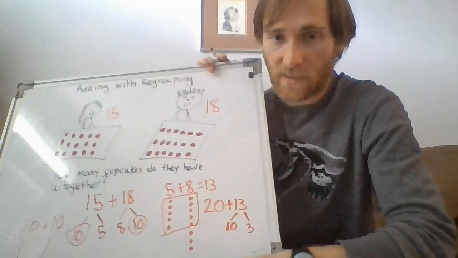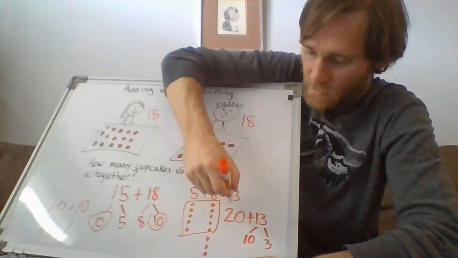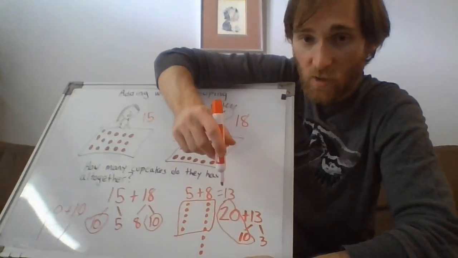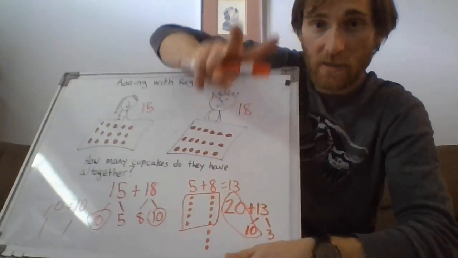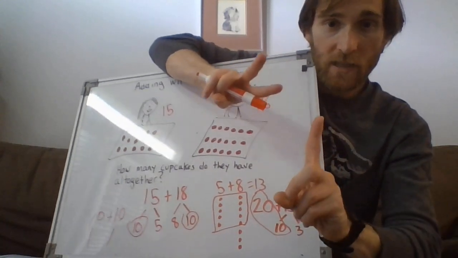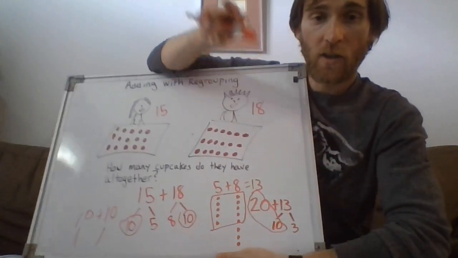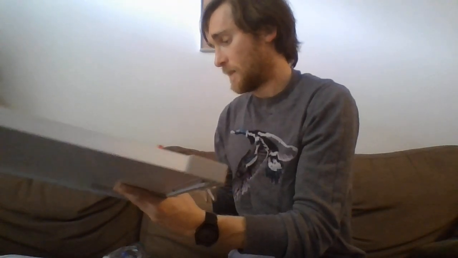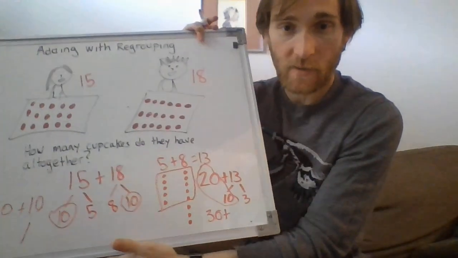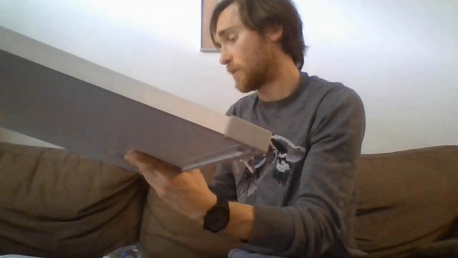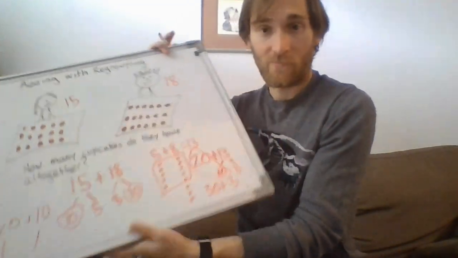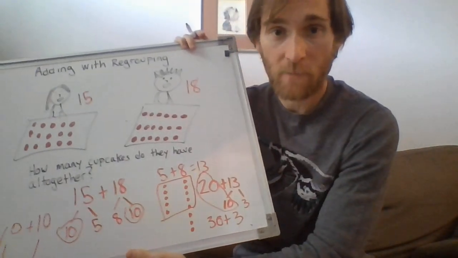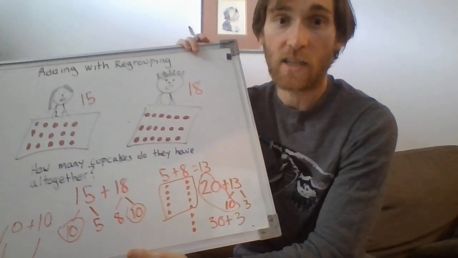We can kind of add the 10s together. 20 plus 10, that's 2 10s plus 1 10, 10, 20, 30. It's going to give us 30. Plus our remaining ones, 3. 30 plus 3, or 30 and 3. 30 plus 3 is 33.